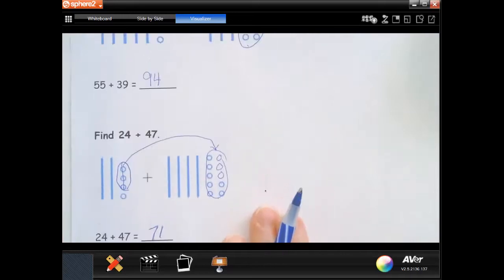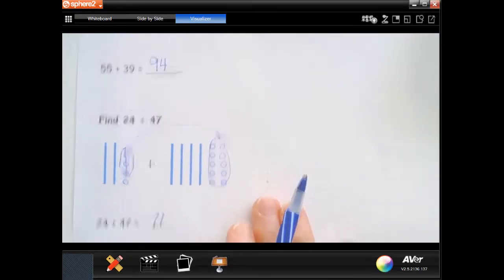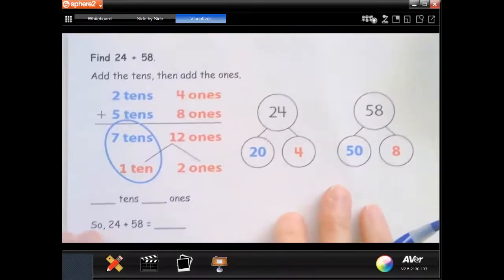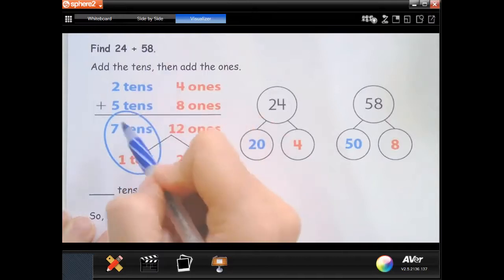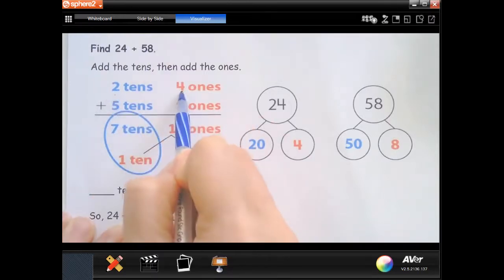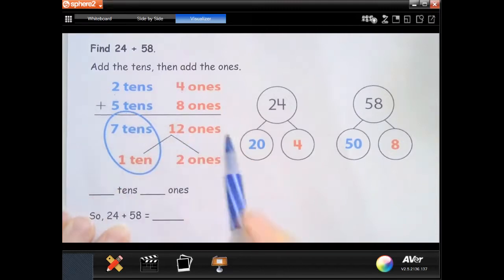10. So that's using our quick tens and ones. That's part of our learning target. The other part of our learning target says let's use number bonds. So this says find 24 plus 58. Add the tens, then add the ones. So 24 is 2 tens and 4 ones. 58 is 5 tens and 8 ones.